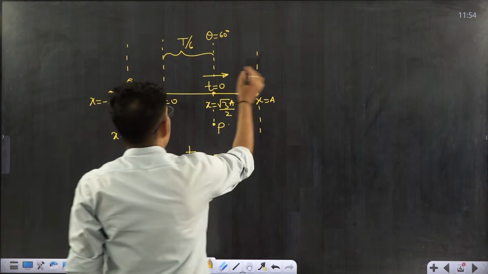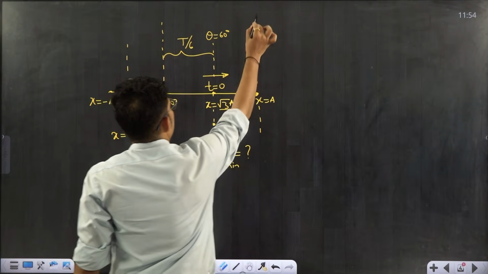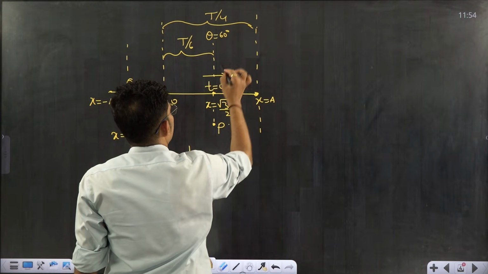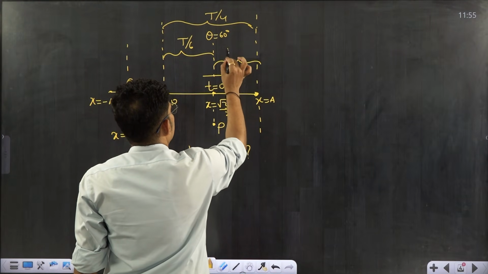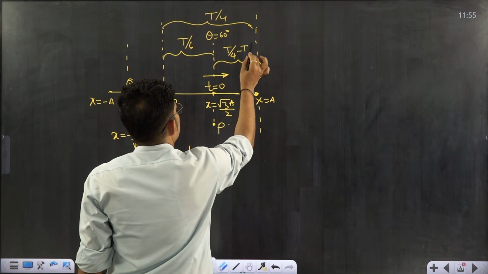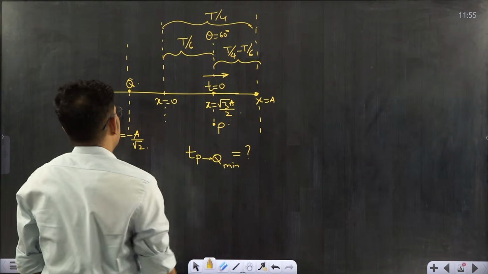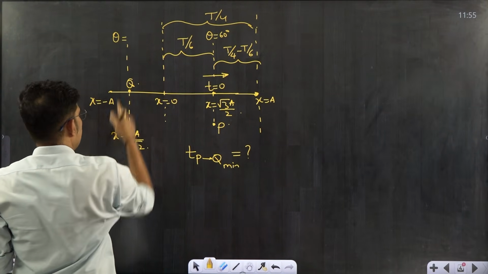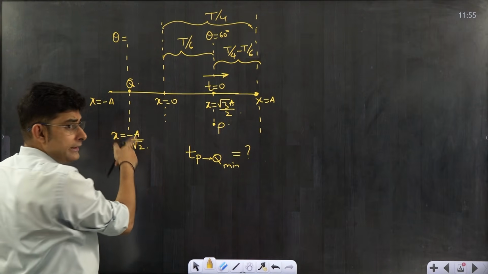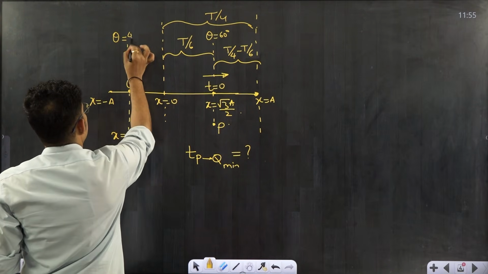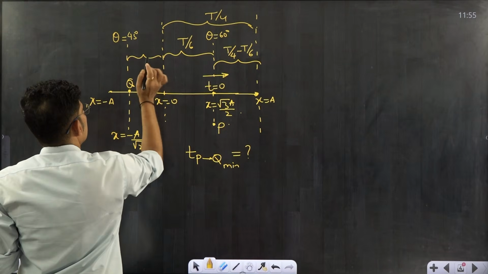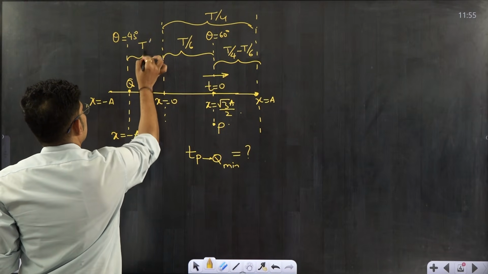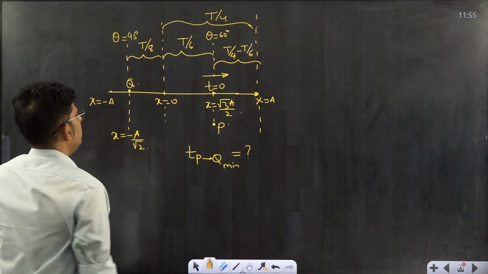Clear? Now we know this time is T by 4. So we got this time. So this will become T by 4 minus T by 6. Right? Now let's see this minus a by root 2. What is the angle theta magnitude? Sin theta will be 1 by root 2. So theta will become 45 degrees. So 45 degrees means this time will become 45 by 360, that is T by 8.